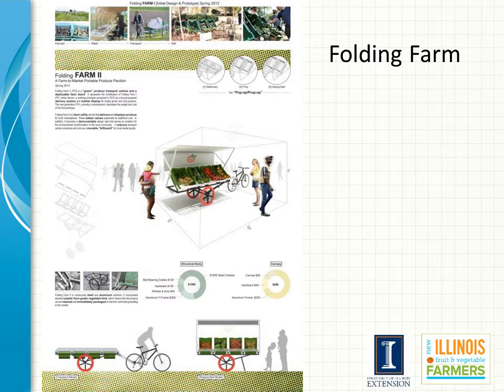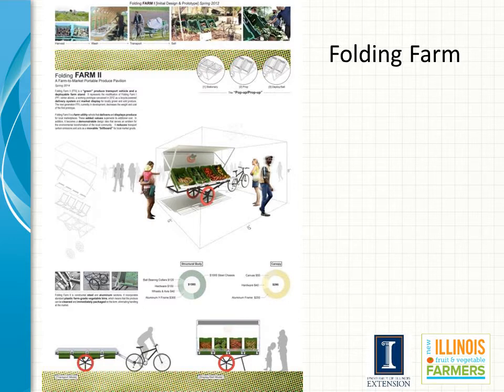The folding farm concept was developed by a collaboration between the Sustainable Student Farm and the Department of Architecture's Small Studio. Here, a bike-towed produce trailer holds our washable and stackable harvest bins. We can then bike this to campus where it folds out into a produce stand which we can sell from.